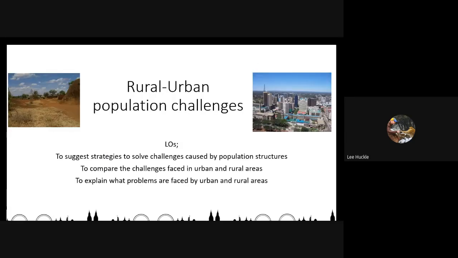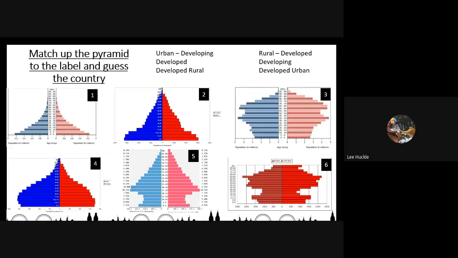So the next part of inquiry question 1 was then looking at rural to urban population changes. So 3 levels here. Explain what problems are faced by urban and rural areas. Compare the challenges faced in rural and urban areas, and then suggest strategies to solve these challenges both in urban and rural. And really this carries across 2 or 3 lessons. So you just started by looking at some population pyramids, which you would have looked at at GCSE, but obviously delved into more detail here at A level.